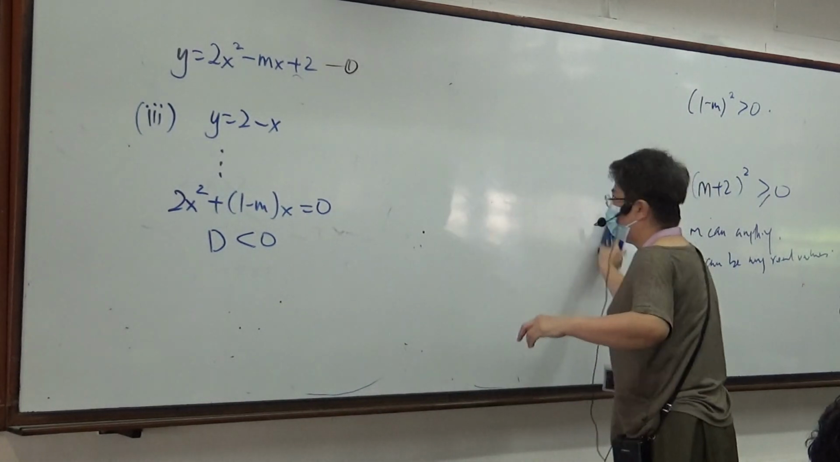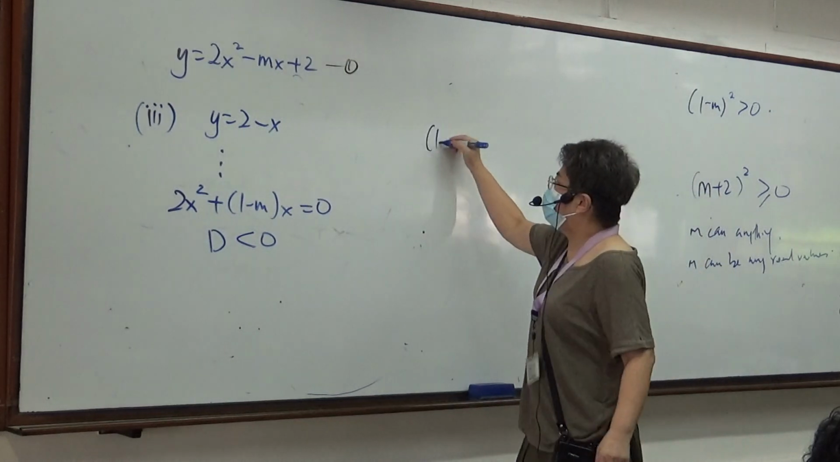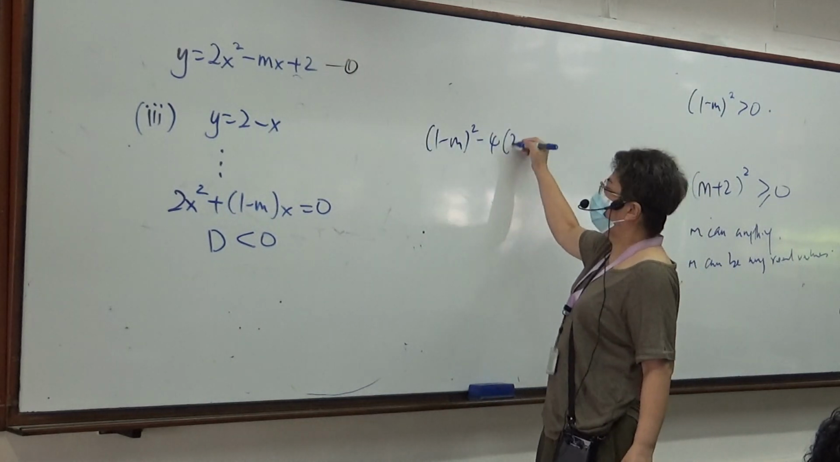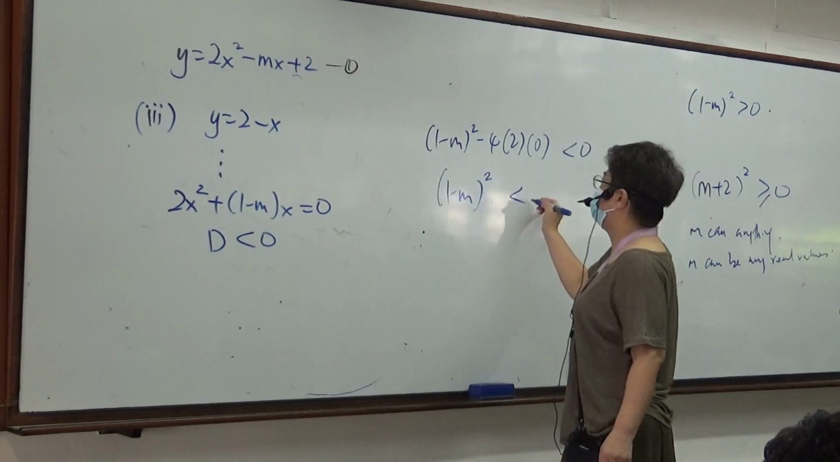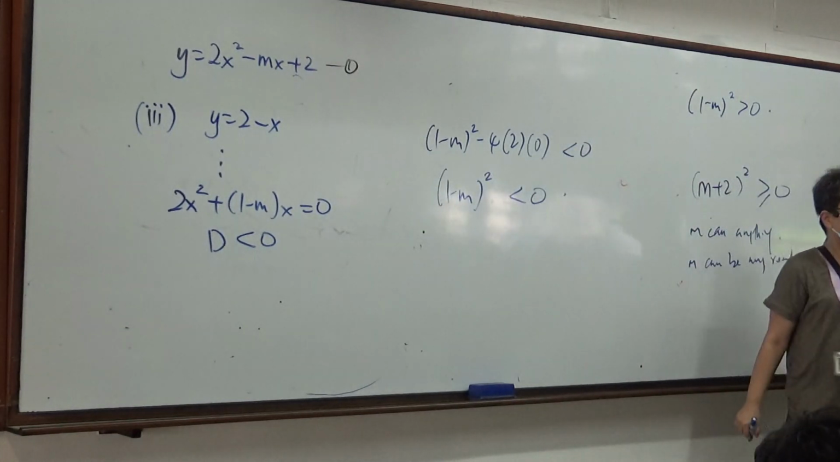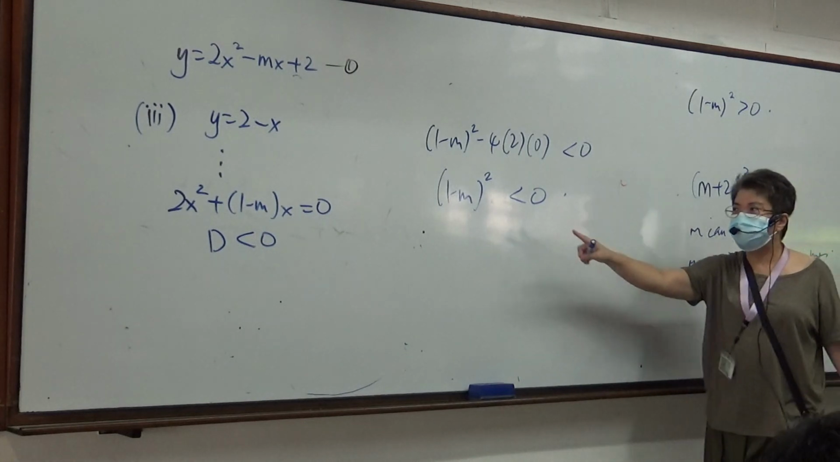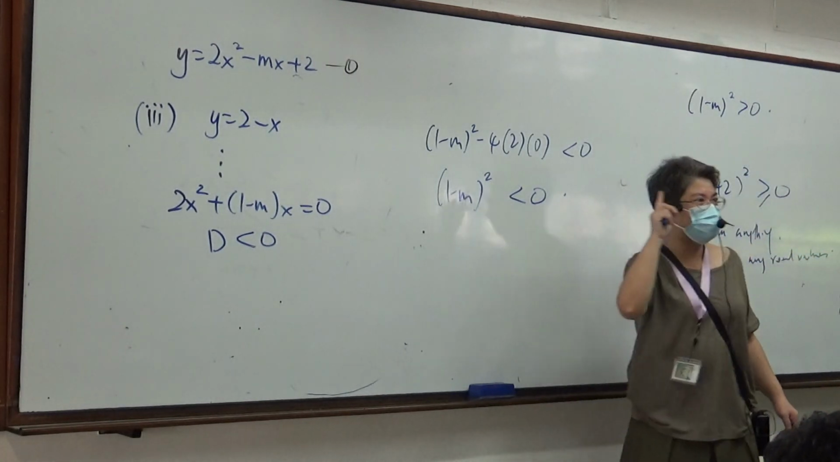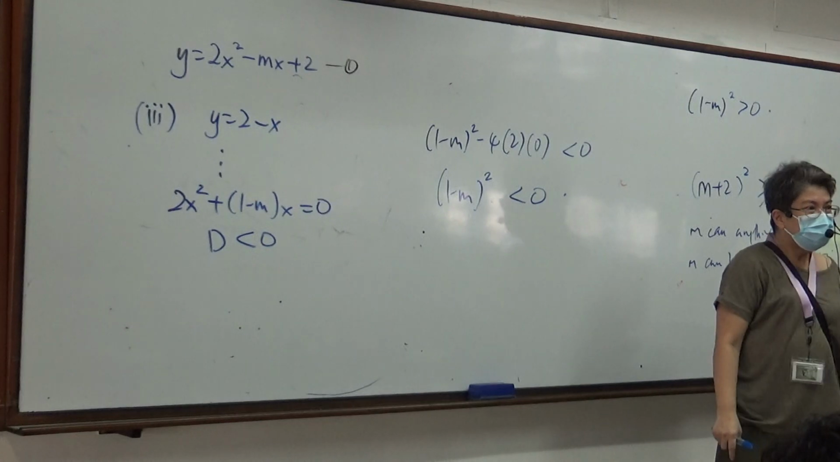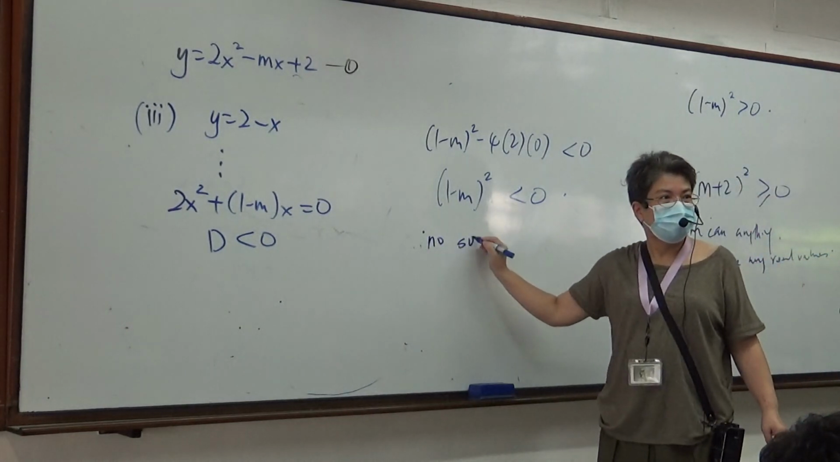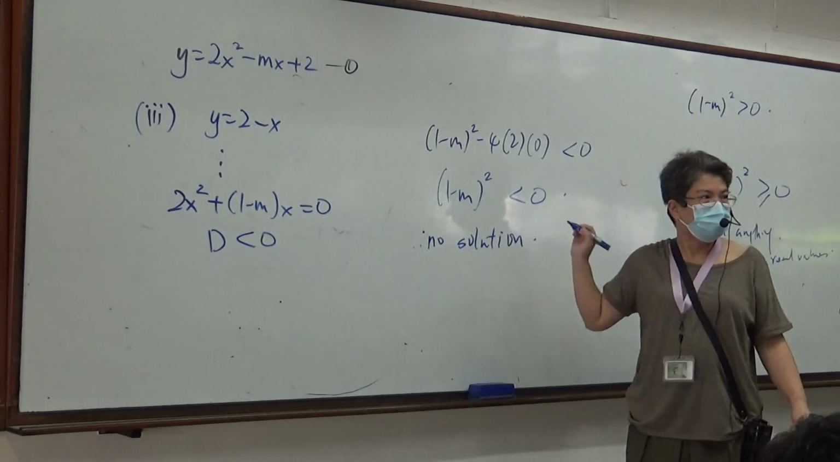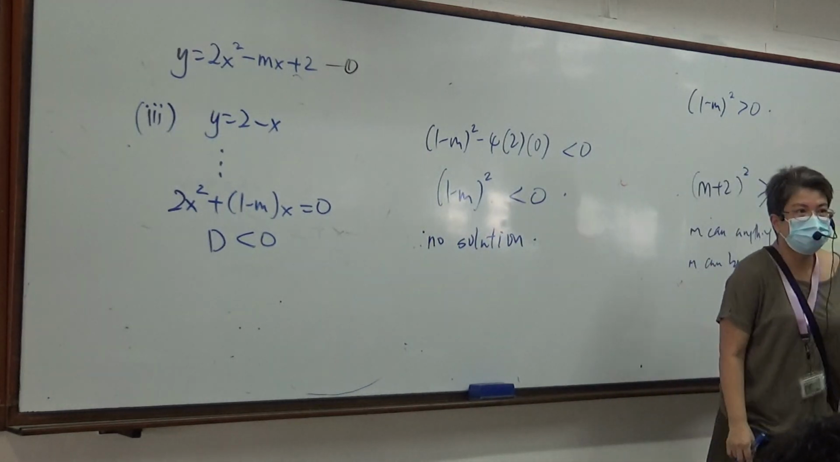Okay. Now, so I'm going to do this. b squared minus 4ac less than 0. 1 minus m squared less than 0. Now, I want to ask you this question. Is it possible for 1 minus m squared to be less than 0? Is it possible? No. No. So this one has got no what? No solution. Alright.